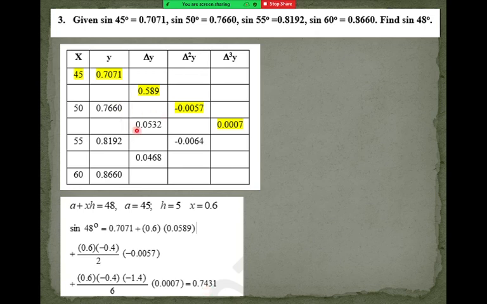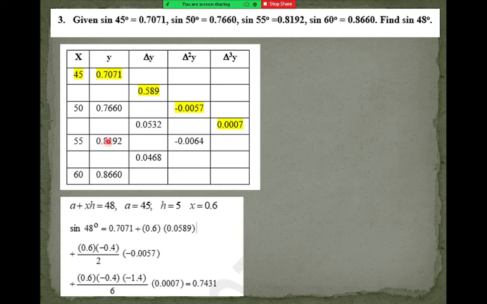Now, at the beginning I told the important note for Newton's interpolation: we use this interpolation to predict the value of f(x) at the beginning of the table. So this 48 lies between 45 and 50, which is near the beginning of the table. We do not use forward interpolation near the end. The reason is, suppose we have to calculate sine of 57, and that 57 lies between 55 and 60.